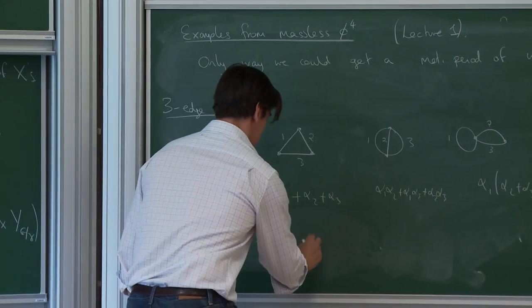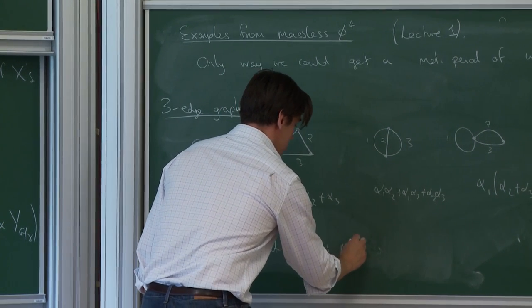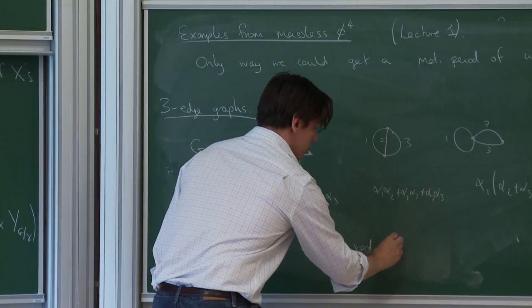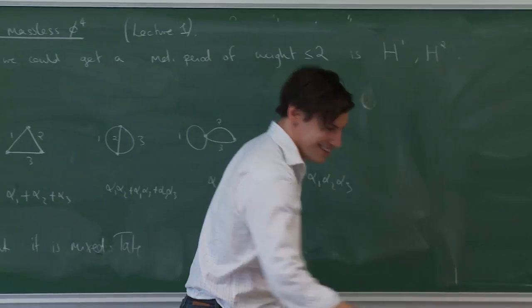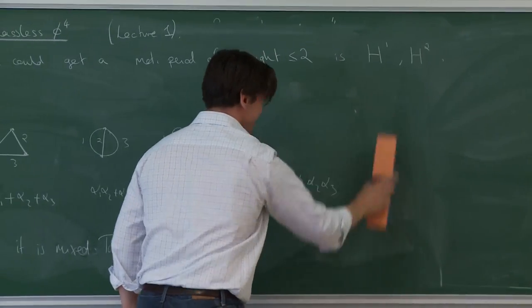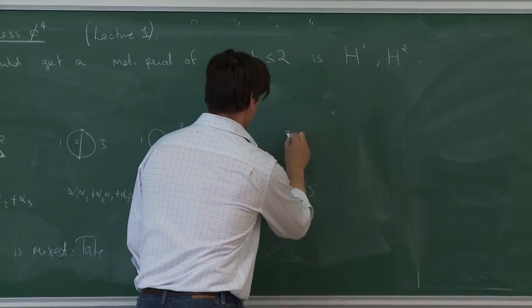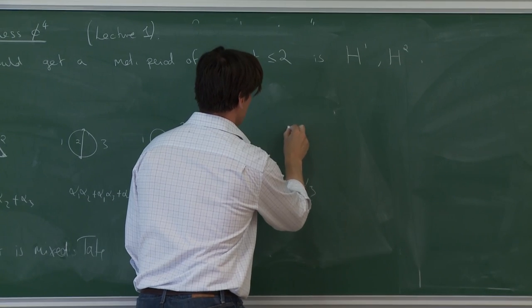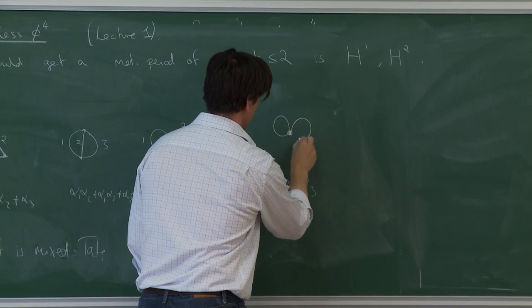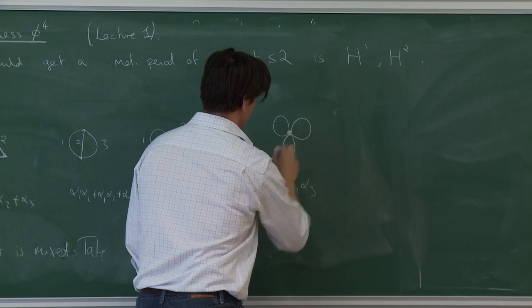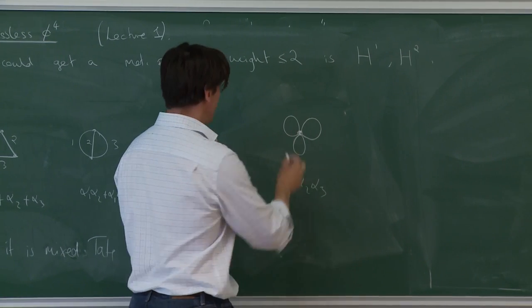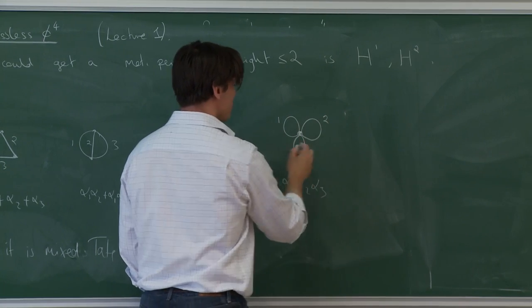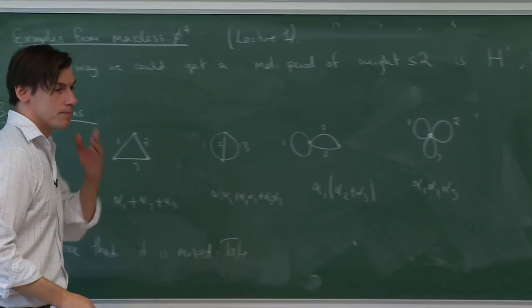The last graph has 6 lines at the center point. Oh, it's not. Sorry. It's just a bubble. It's 3 tadpoles glued together. Yeah, it still has 6 lines. You're absolutely right. But that's not a problem.